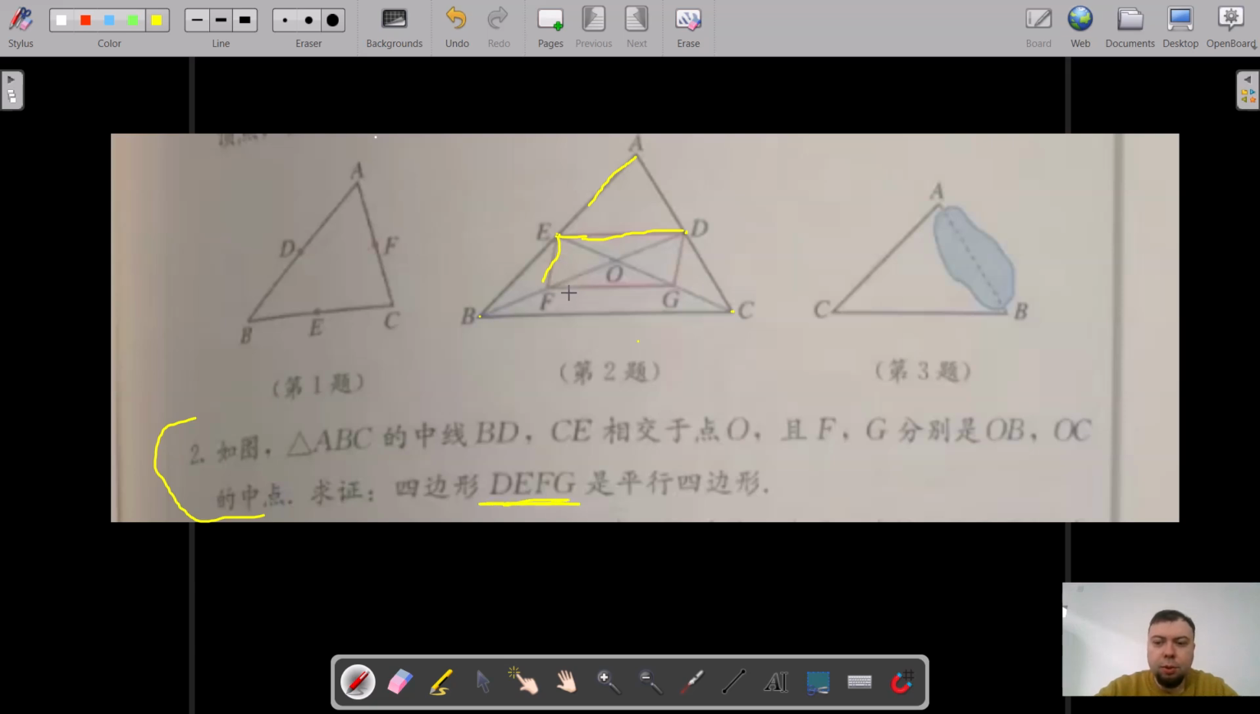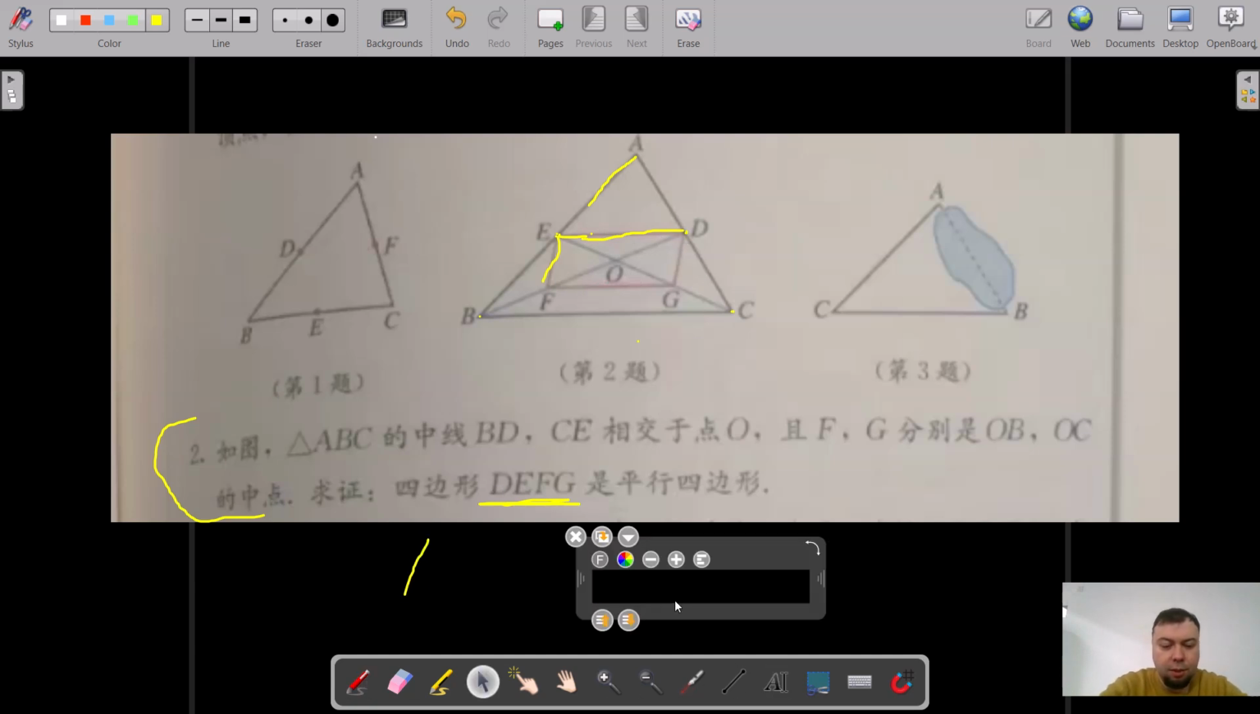And what we have to do, using the midpoint theorem, is prove that this quadrilateral is a parallelogram, right? So parallelogram, okay, I'm gonna write it here. We need to prove that this is a parallelogram. How to prove it? Using the midpoint theorem, we can prove it.